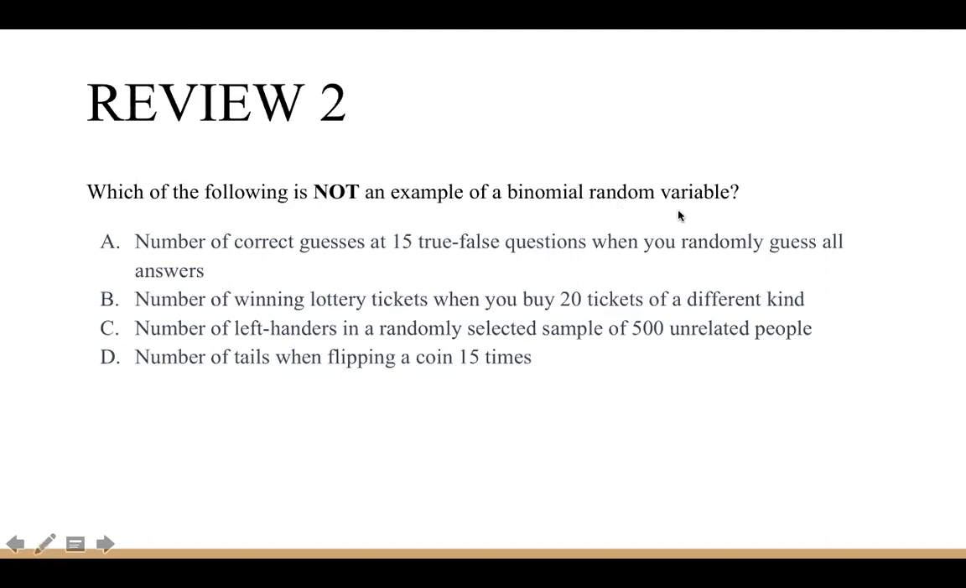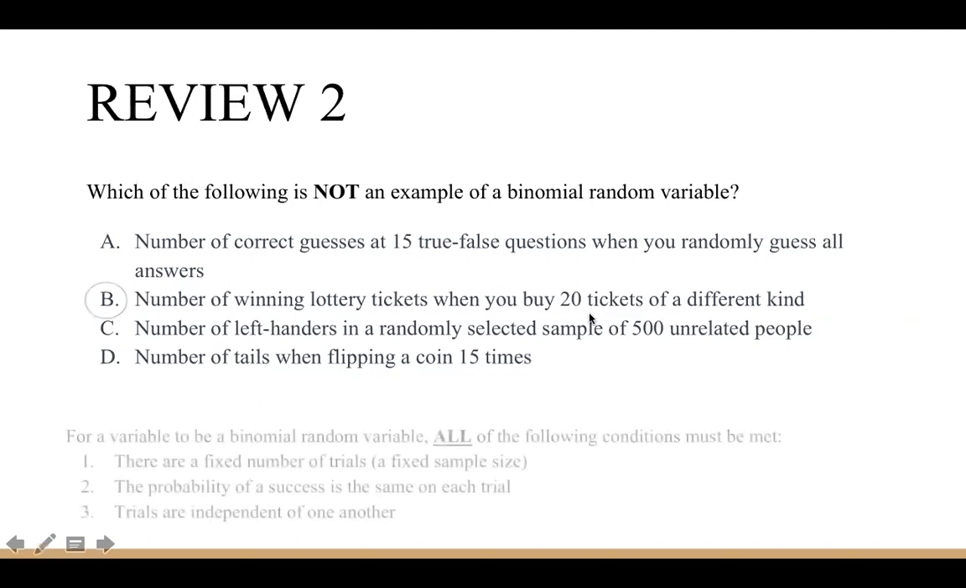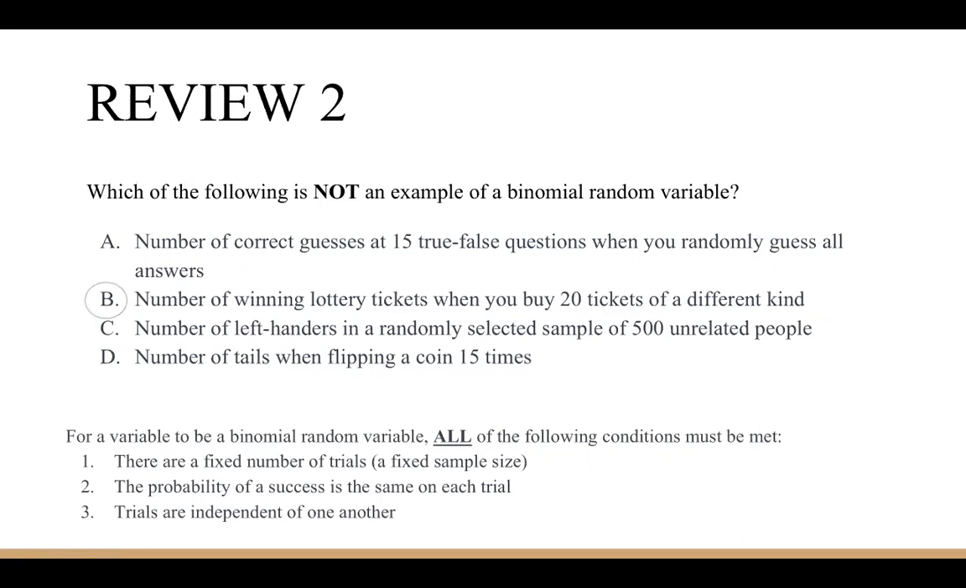Okay, so here we're just going to go through the following answers. Remember the checklist that we have when conducting a binomial random variable. All of the following conditions must be met here. The number of correct guesses at 15 true or false questions when you randomly guess all answers. If you're randomly guessing a true-false question, the probability is similar to that of flipping a coin 15 times. So A and D are kind of similar. It's about 50-50 since there are two options that could be met. So that's why A and D are examples of binomial random variables.